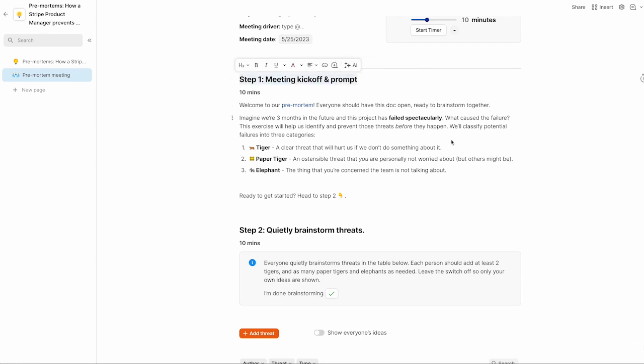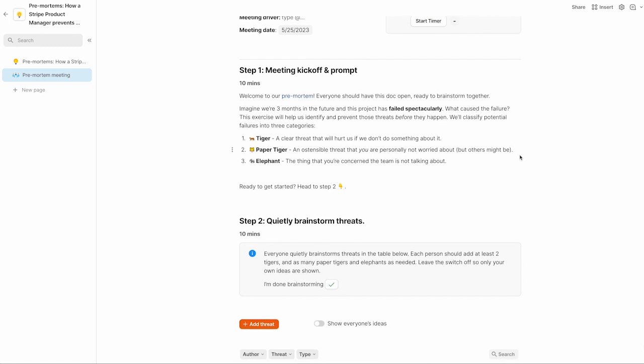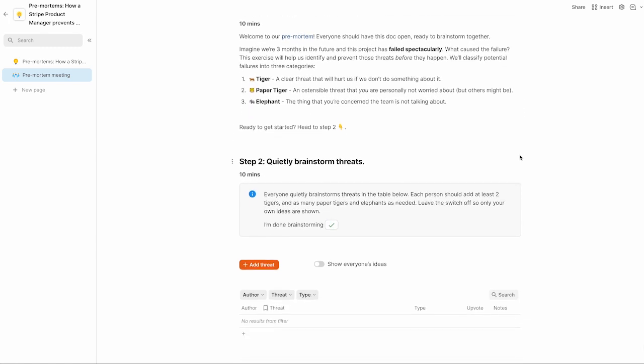And the core call to action for your team is to think of at least 2 tigers and any paper tigers and elephants that are associated with this product launch. And then they can enter it in this section. This part of the meeting is supposed to be async.